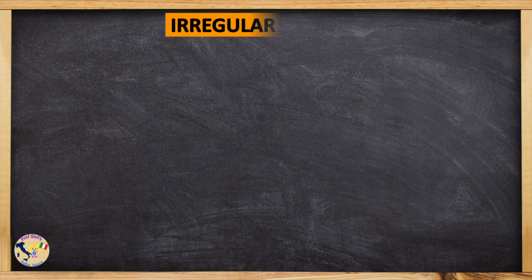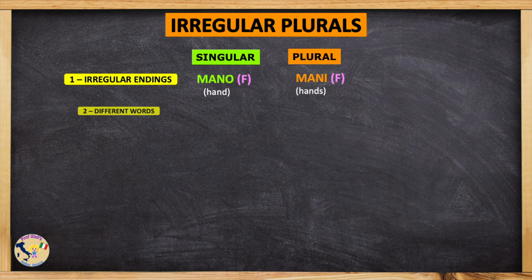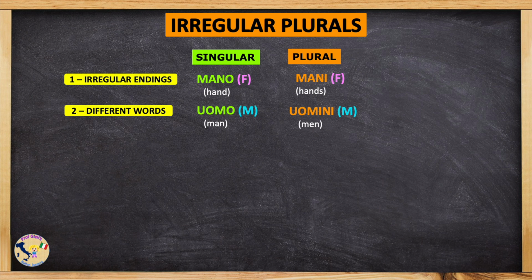A word about irregular plurals now. There are different types of irregular plural in Italian. We have nouns with irregular endings, like the feminine noun mano, which becomes mani in the plural, but still keeps its feminine grammatical gender. We have cases in which different words are used for the singular and the plural, as is the case with uomo and uomini.